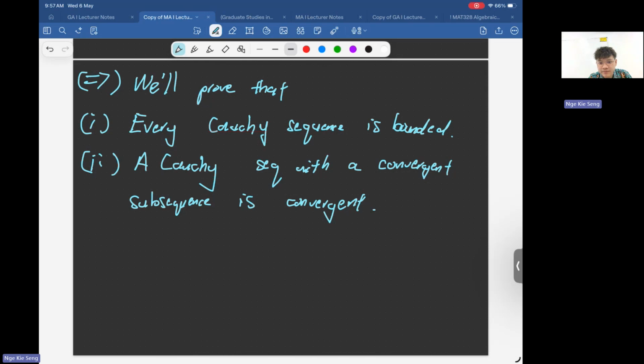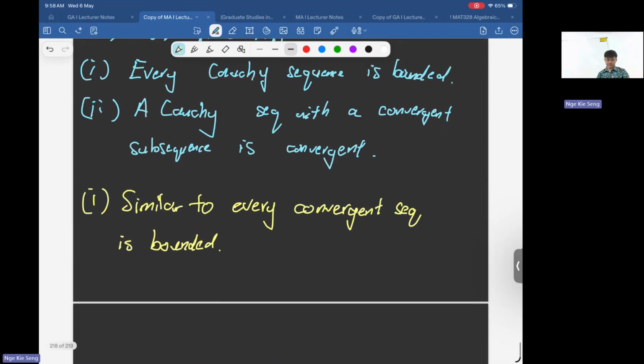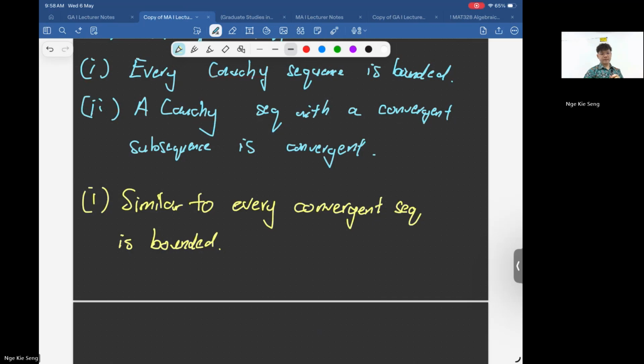So what do we do here? Can I skip one? It is similar to every convergent sequence a_n is bounded. Maybe I skip this one. How about two?